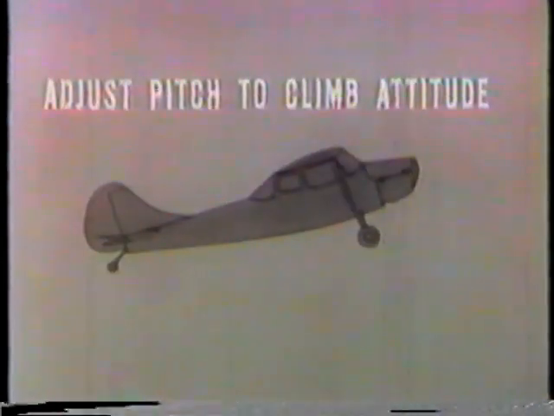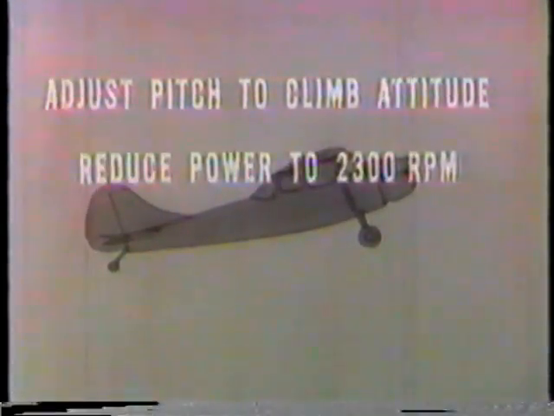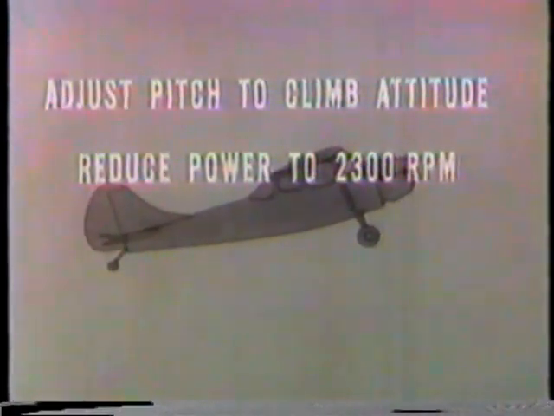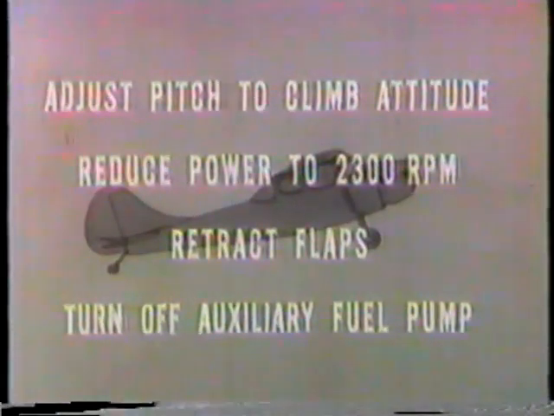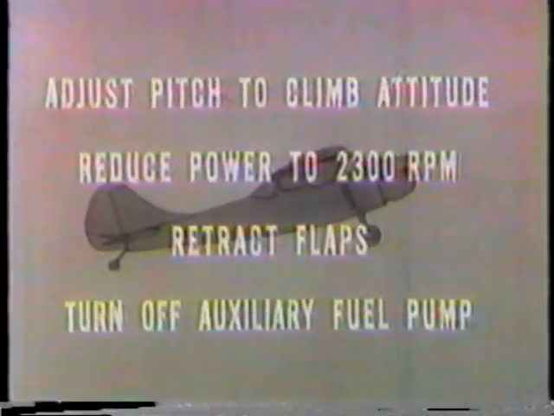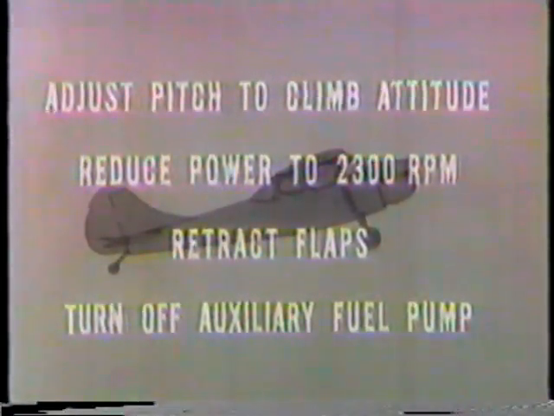As you become airborne, remember this sequence. Adjust pitch to climb attitude. Reduce power to 2300 RPM. Retract flaps. Turn off auxiliary fuel pump. To simplify it, after breaking ground, think of pitch, power, flaps, and pump.